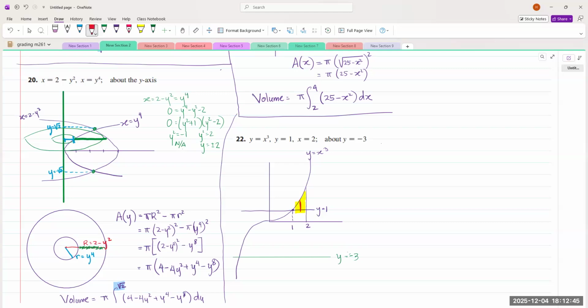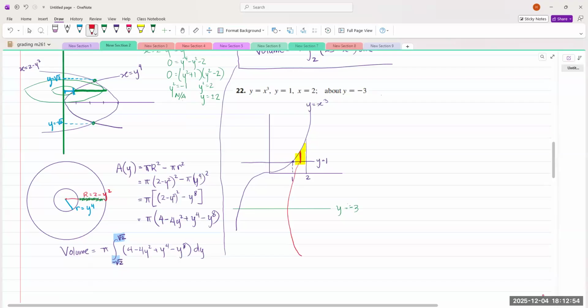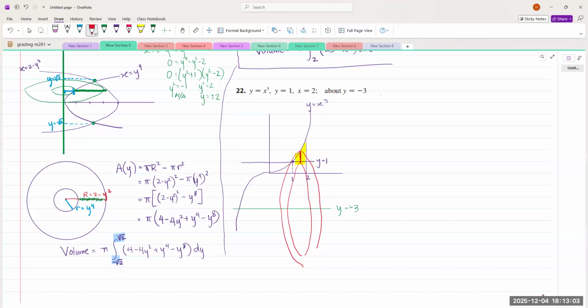So this typical line segment here, if I rotate with respect to y equals -3, it will look like this. Oh, that's a big ring, huh? It's a big ring. Then let's see, what is the big radius? The big radius will be from here to here, right? Okay, but we know this part here is 3 units and this part here is x cubed.